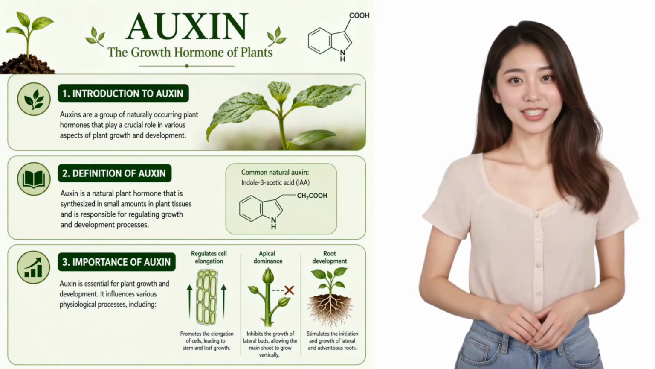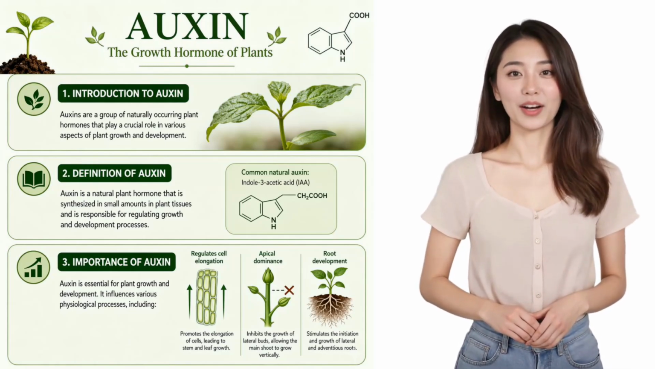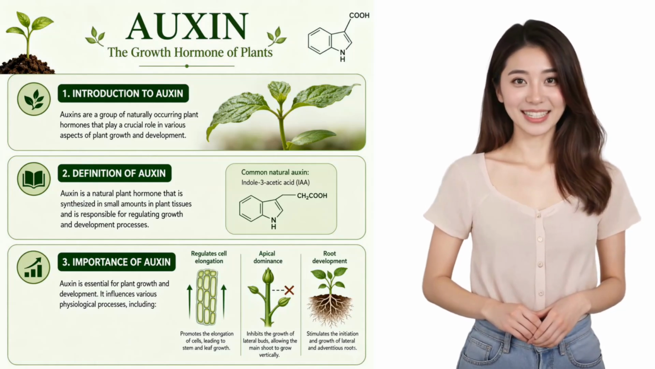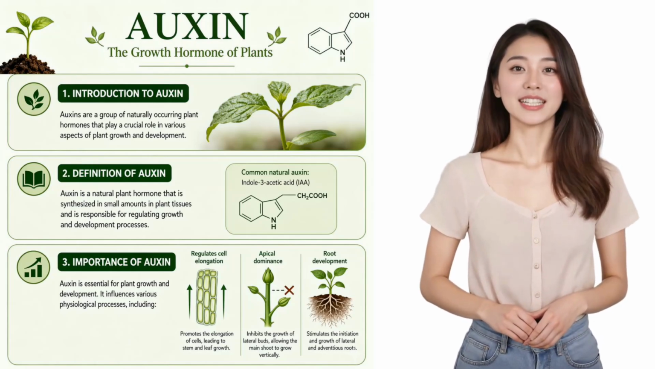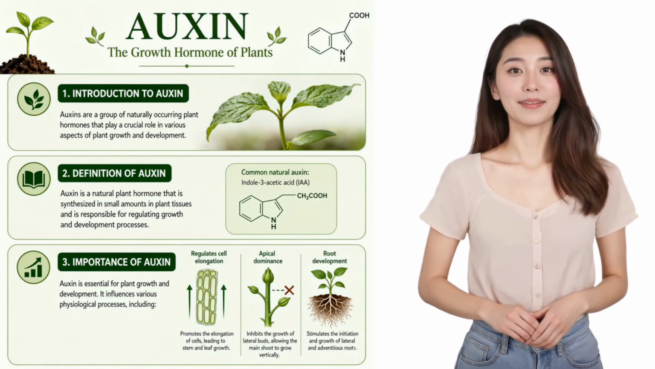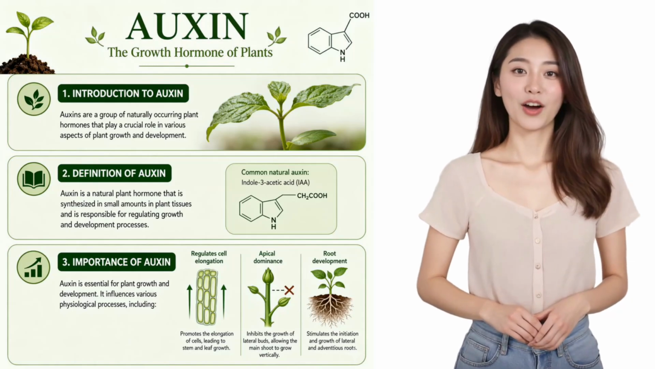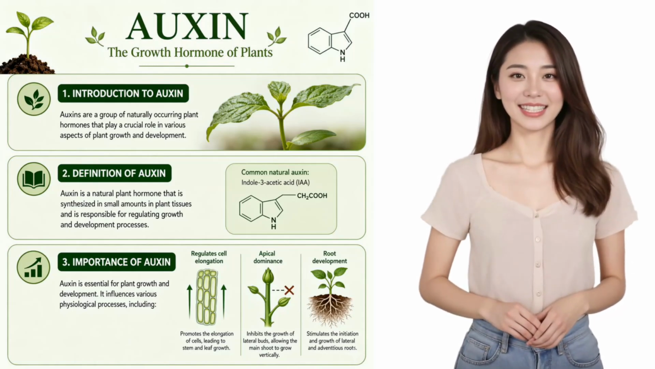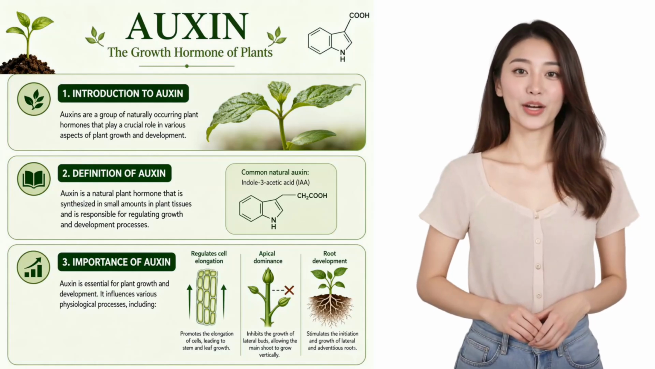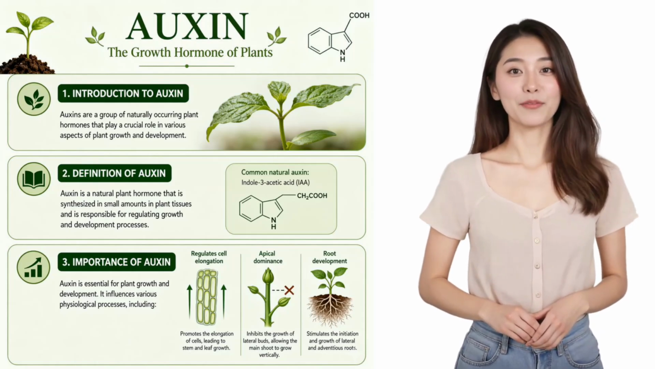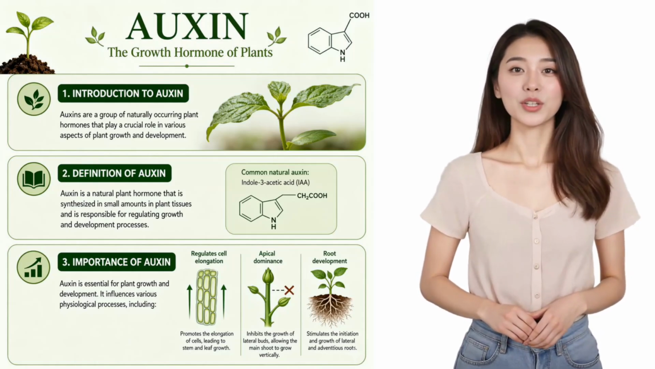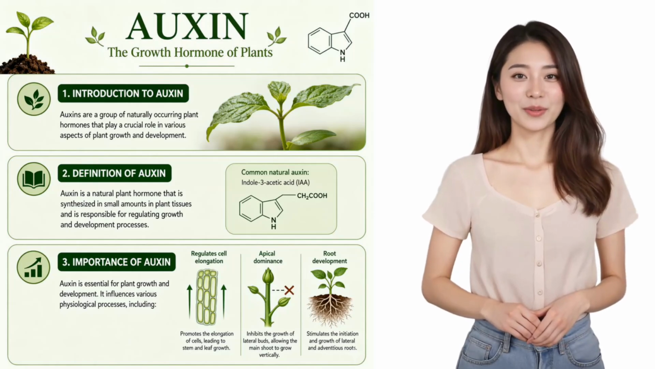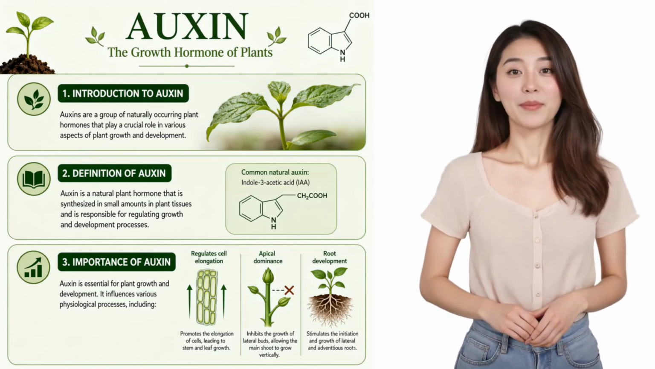Panel 3. Importance of auxin. Look at the 3 functions illustrated here. Cell elongation. Auxin promotes the elongation of cells, particularly in stems and roots, by loosening cell walls and allowing them to expand. Apical dominance. High auxin levels from the main shoot tip inhibit the growth of lateral buds. This is why a tree grows tall and straight rather than bushy. When you prune the top of a plant, you remove the auxin source, and the lateral buds are released to grow. That is the horticultural principle behind pruning and hedge trimming.